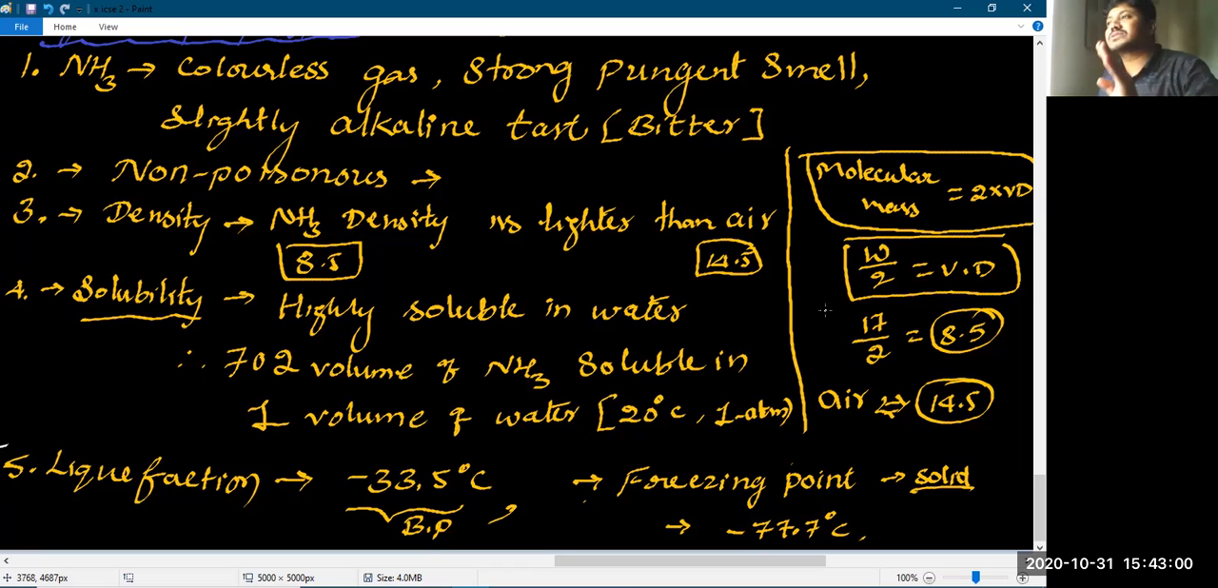To demonstrate the solubility of ammonia, we can study the fountain experiment, that is the blue fountain experiment. We will discuss that in the next class.